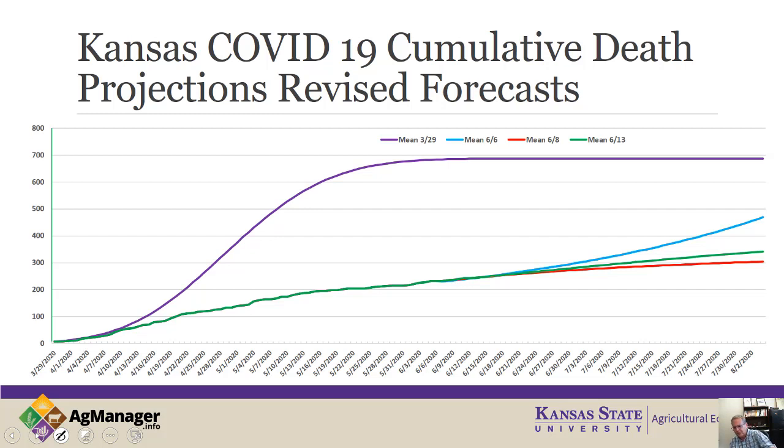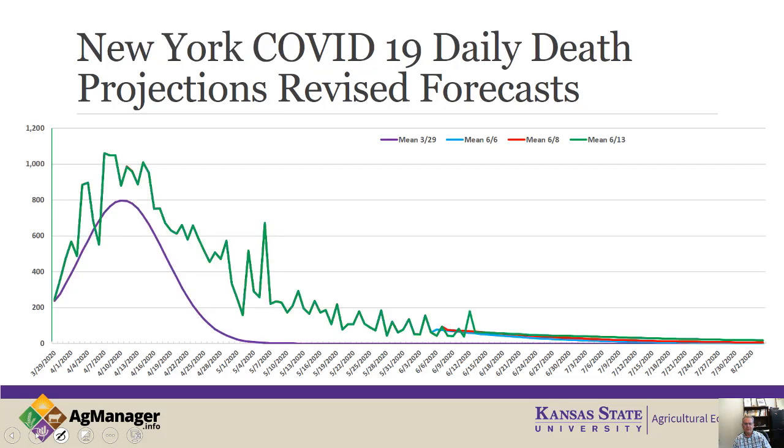Again, looking at this within Kansas, essentially it dropped to the red and then increased to the green. But again, quite a bit less death than projected last week at this time. Last week at this time it was up around 480. Now it's in the low 300s, 320, 330, in that range.